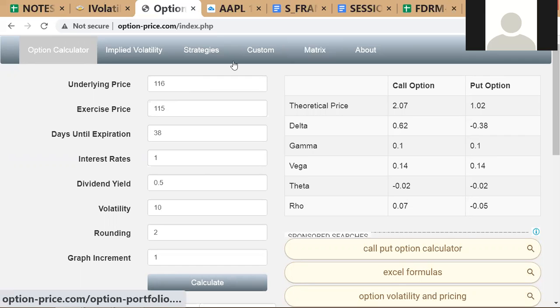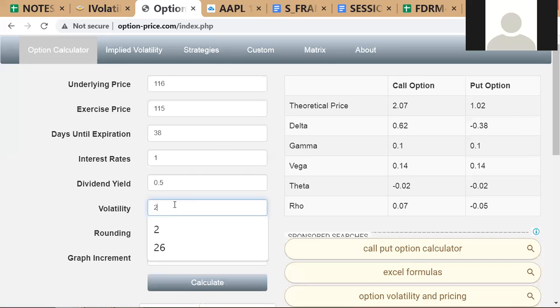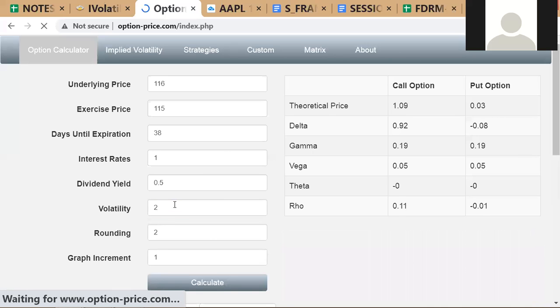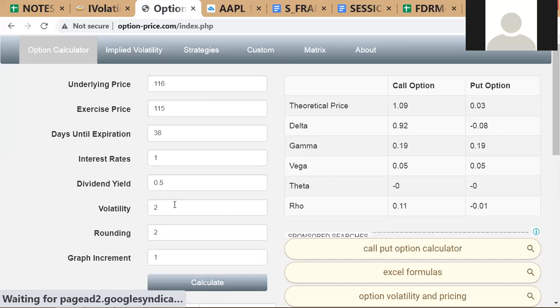Now, what is happening? But life is not so good, okay? You bought it at 1.51 and now the price is 2.07. You think you've done a great job. But without the underlying moving, the vol suddenly drops to 2. Now what happens to your price? That which used to be 2.07 is now 1.09, and you bought it at 1.51. So now you have moved from profit to loss.